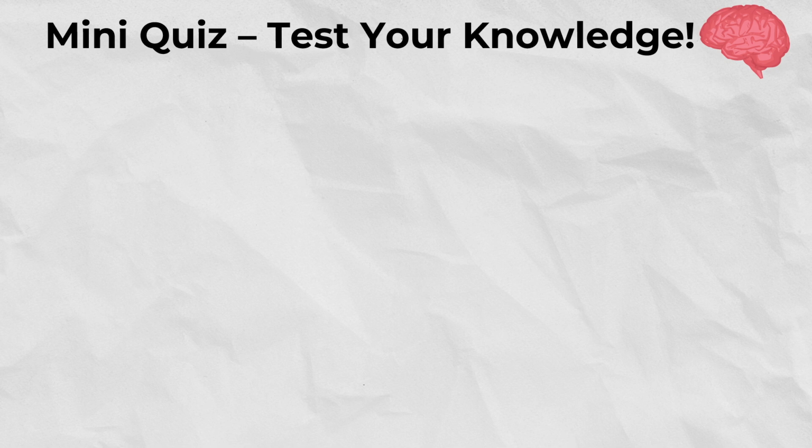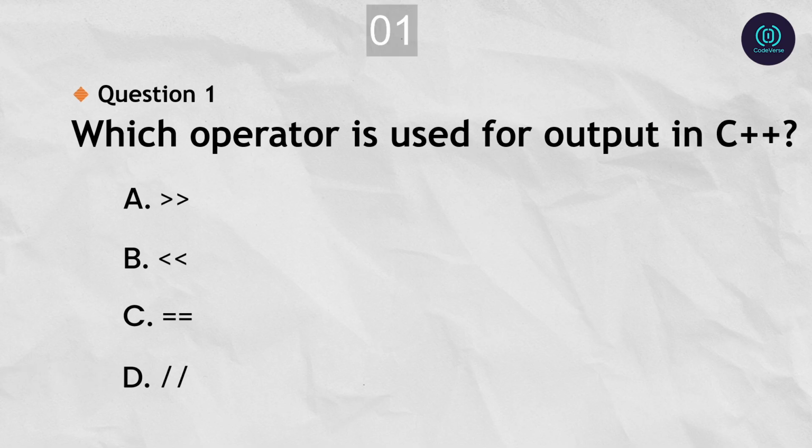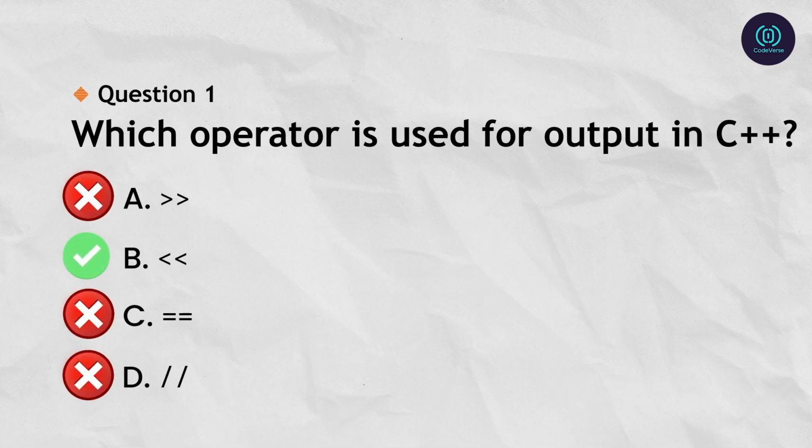Alright. Let's see how well you understood today's lesson with a quick mini quiz. Question 1. Which operator do we use for output in C++? A. Extraction operator. B. Insertion operator. C. Equality comparison. D. Double slash. The correct answer is B, the insertion operator, used with cout.